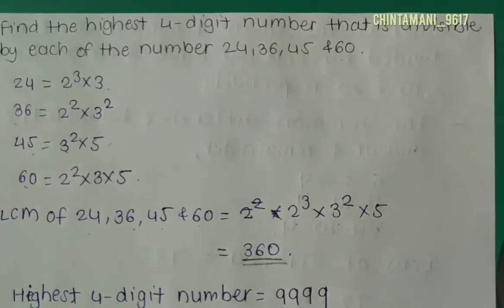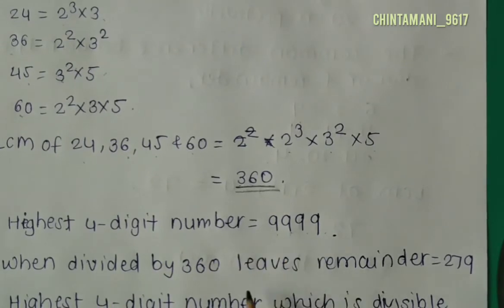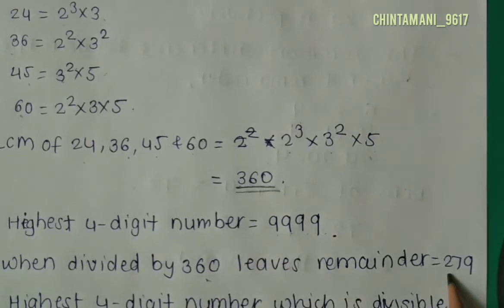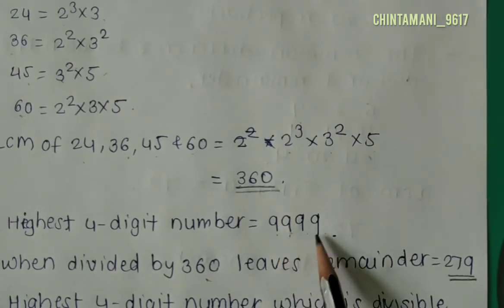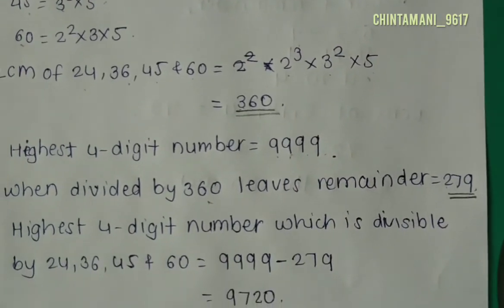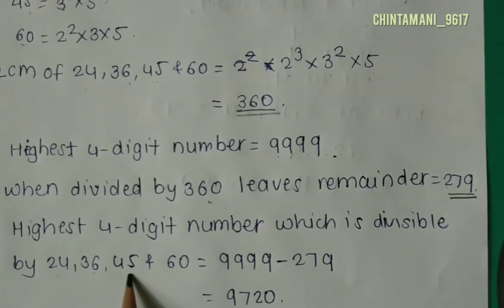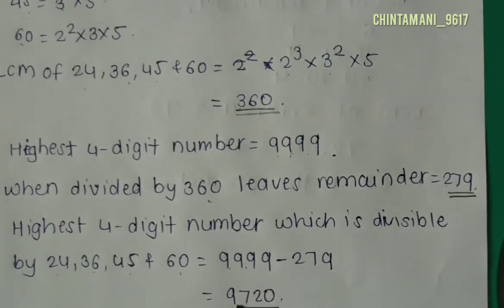The highest 4-digit number we know is 9999. When we divide 9999 by 360, it will leave a remainder 279. So the highest 4-digit number which is divisible by 24, 36, 45 and 60 is equal to 9999 minus 279, which is 9720. This is our answer.